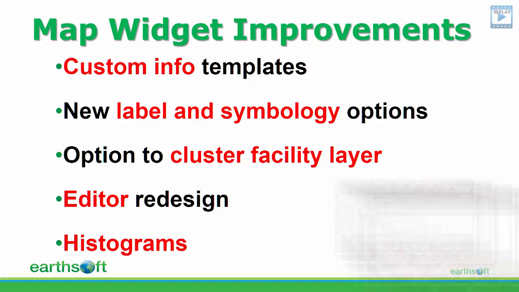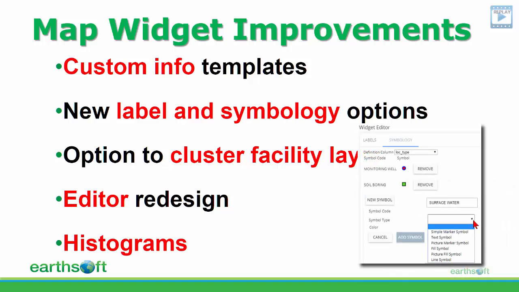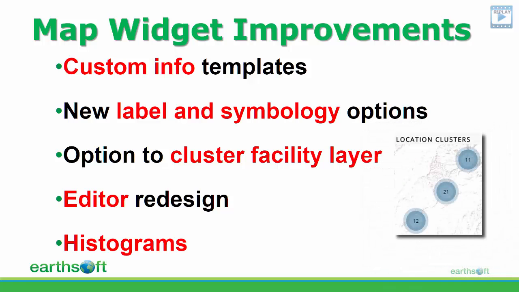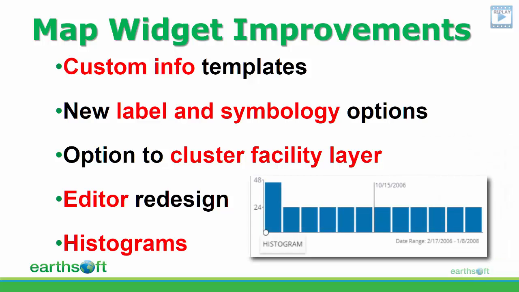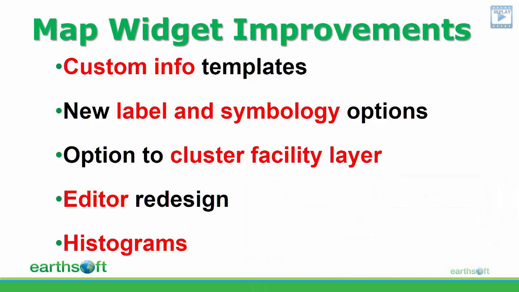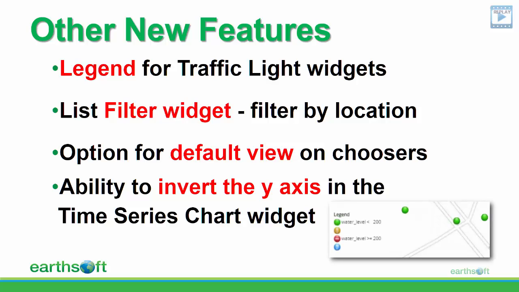I'll show you that. We have new labeling and symbology options on the map widget. We can cluster the facility layer. The editor has been completely redesigned. We have histograms. We want to look at all of these later on. Then we have a couple of other new features, like legends on the traffic light widgets and some others, and I will show you examples of all of these.